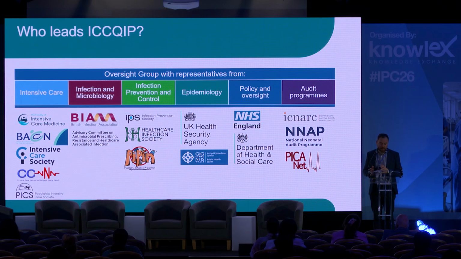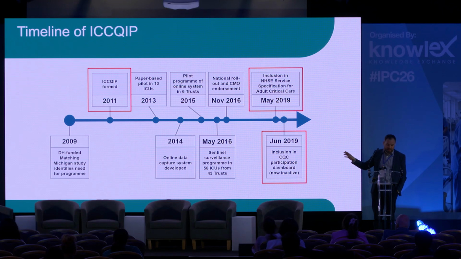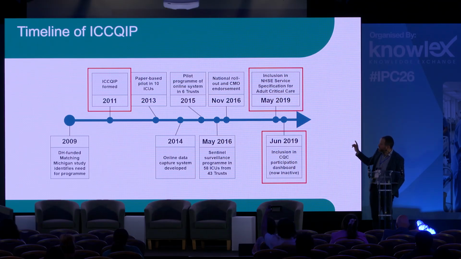In particular, I'll mention these in case you're not familiar with them: ICNARC is the adult intensive care audit program, the Intensive Care National Audit and Research Centre. NNAP is the neonatal audit program, and PICANet is the Paediatric Intensive Care Audit Network. So, as I mentioned, ICQIP was born out of the Matching Michigan study. That's going back to 2009, and it was initially formed in 2011. And sorry, I haven't put a box around this one, but if you look at 2016, that's when it was rolled out.